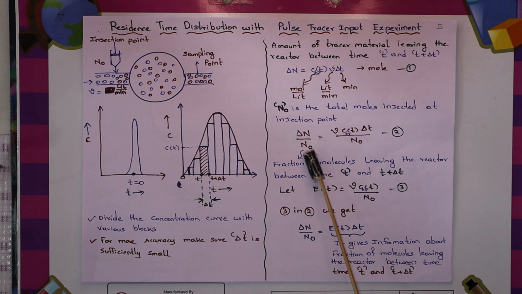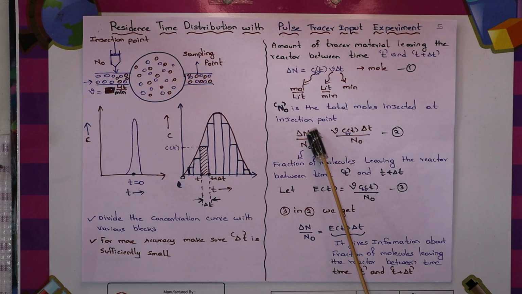So how do we get the fraction of moles that comes out between t and t plus delta t? It is delta n by N0, which is nu into C_TR of t into delta t, divided by N0. This delta n by N0 is the fraction of molecules leaving the reactor between the time t and t plus delta t. Let nu into C_TR divided by N0 be represented by E of t, which is called the residence time distribution curve. Finally, you have to get this E of t curve.